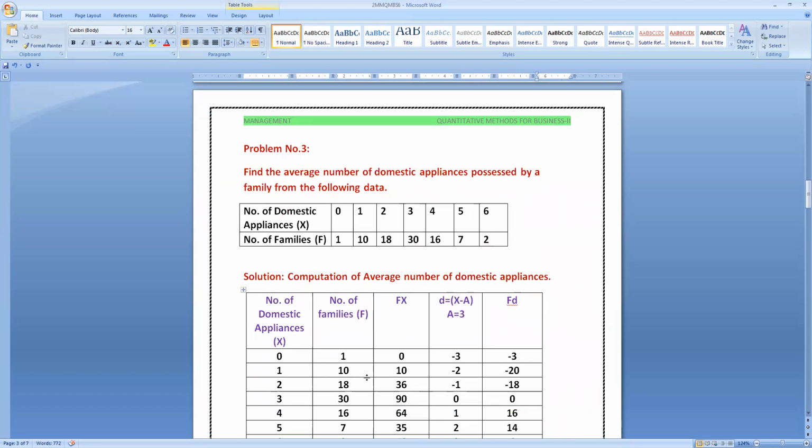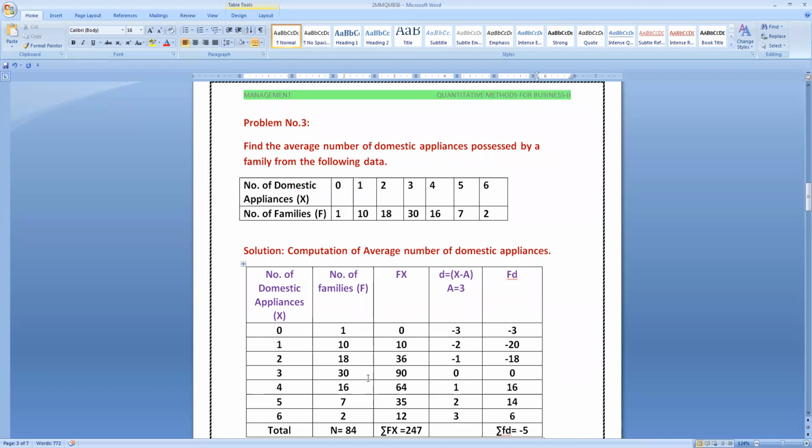Let us see the third problem. Find the average number of domestic appliances possessed by the families from the following data. The variable values are given: the number of domestic appliances possessed is 0, 1, 2, 3, 4, 5, 6, with the number of families. One family doesn't have any appliances. 10 families have one appliance. 18 families have two appliances. 30 families have three appliances and 16 families possess four appliances. 7 families have 5 appliances and 2 families have 6 appliances. This is the information given.